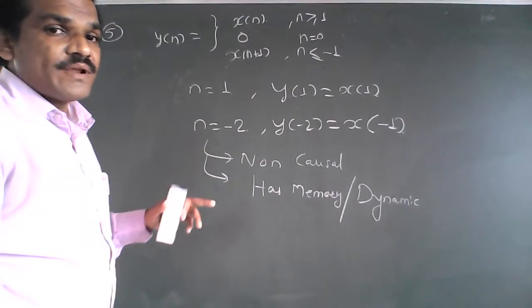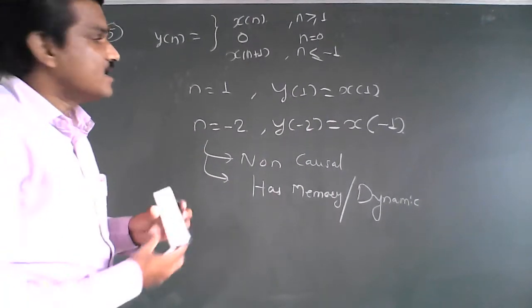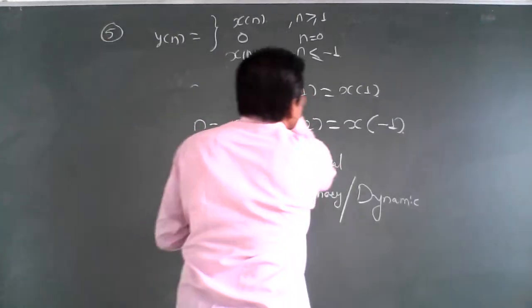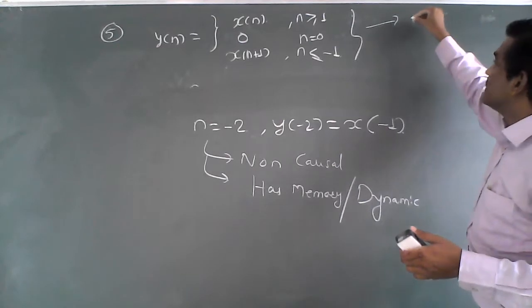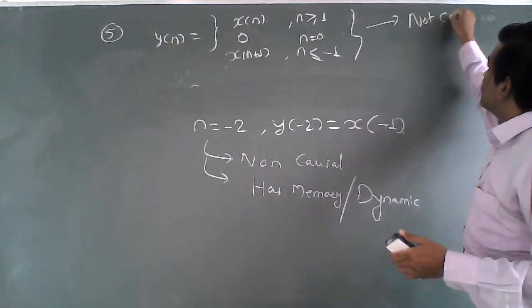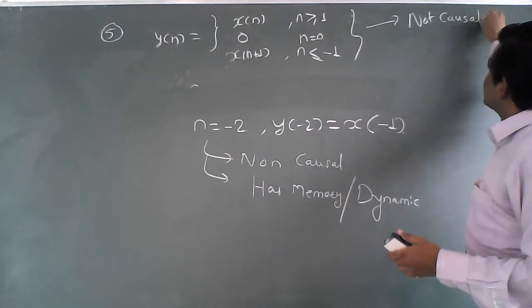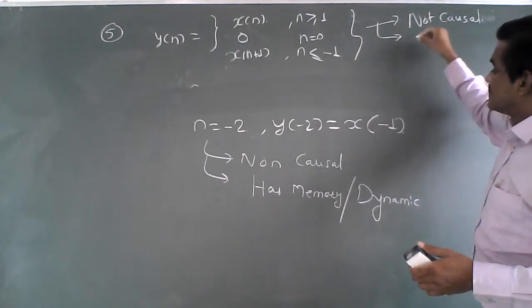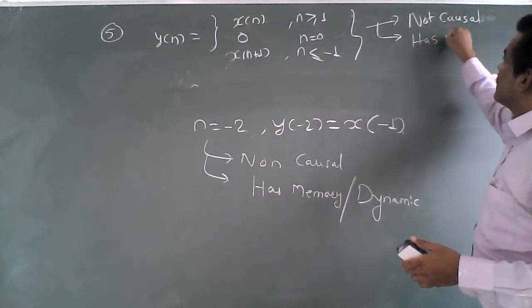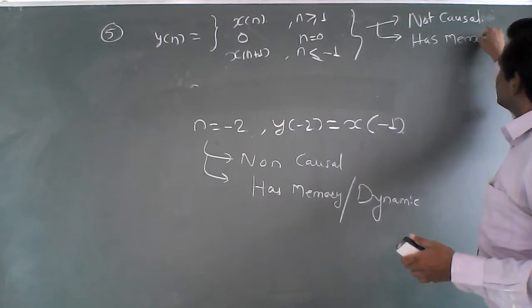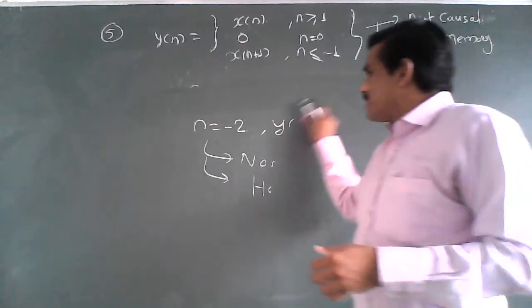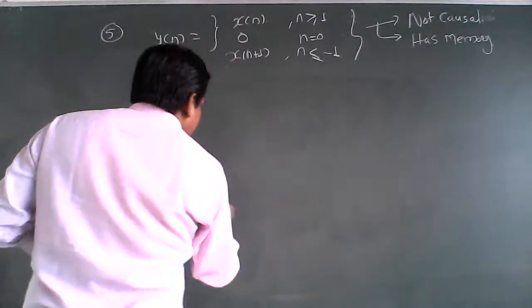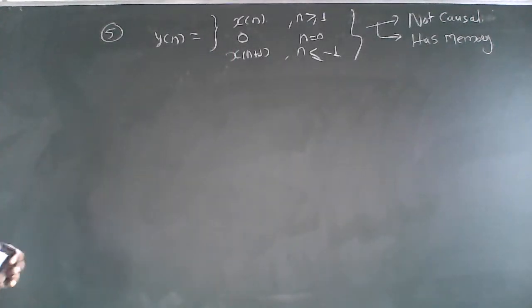Now we can go for the next property, that is the shift invariance property. I will write it here for this particular system: the system is not causal, and the system has a memory. Let us go for the shift invariance property. How do we go for it? We have to shift the output by n0, then shift the input by n0, and then compare.